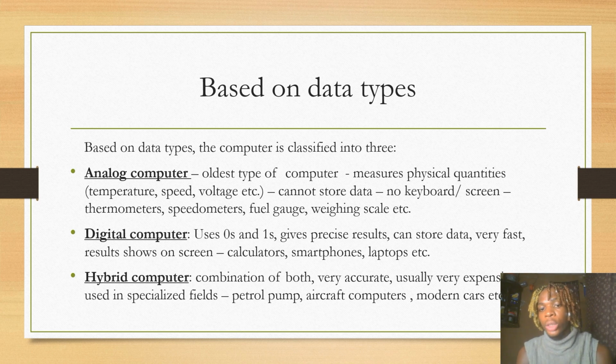Another thing we should know about the analog computer is that it cannot store data. The analog computer does not have any storage space. It doesn't have the capability to store any data we put into it. There is no keyboard or screen. Examples of analog computers: we have the thermometer, the speedometer for cars, the fuel gauge, and the weighing scale. If you have a weighing scale and you step on it, it reads, and when you come down, that's it.